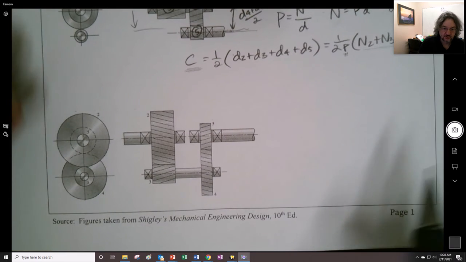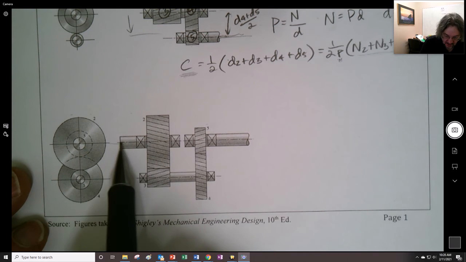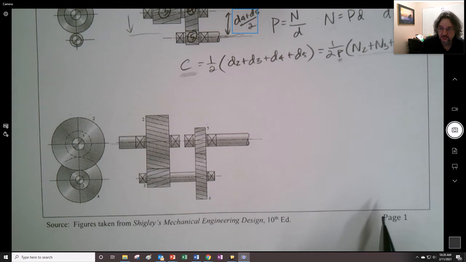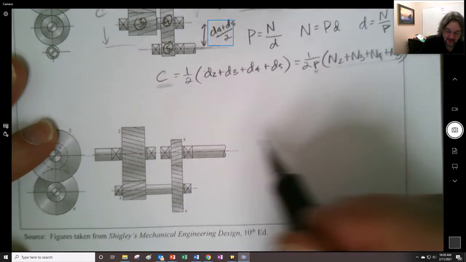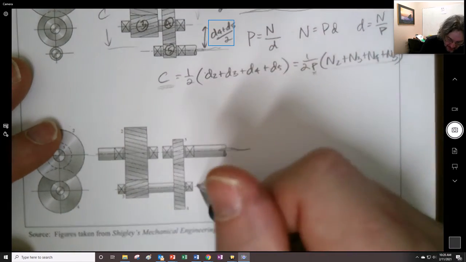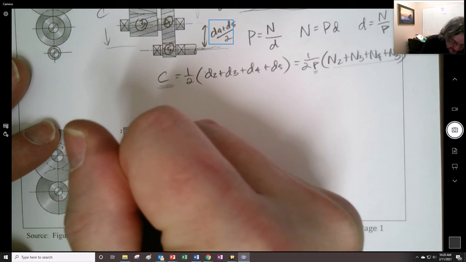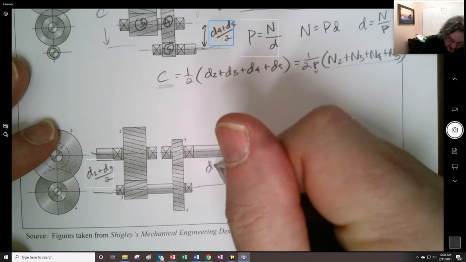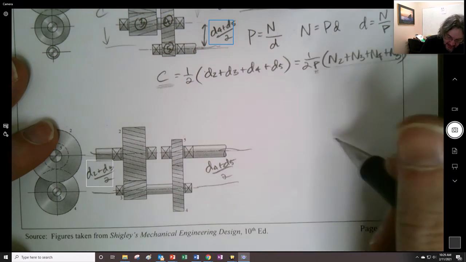Another desirable trait often is to have the input shaft, and I guess this is going to be the input shaft, and the output shaft aligned with each other. That's a nice thing to have. So when that happens, based on the idea up above, if this D2 plus D3 over 2 is the center distance, it has to equal D4 plus D5 over 2, right? They have to equal each other.